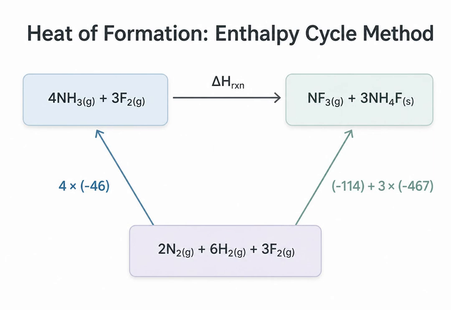The second method utilizes an enthalpy cycle. First, we must ensure our main equation is perfectly balanced. Then we identify the key elements that make up these compounds, nitrogen, hydrogen, and fluorine gases in their standard states. We place these elements at the bottom of our cycle. We then draw arrows pointing from these base elements up to our reactants and up to our products, because the compounds are formed from these elements. We do not point an arrow to the fluorine reactant, as it is already an element.